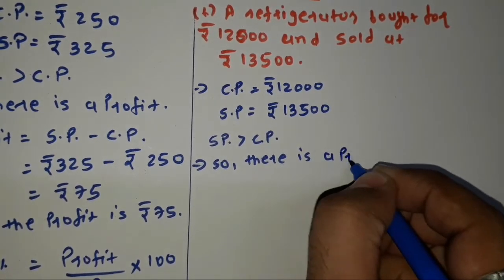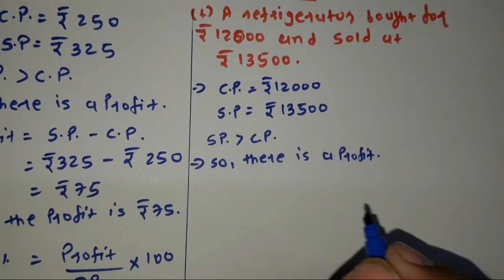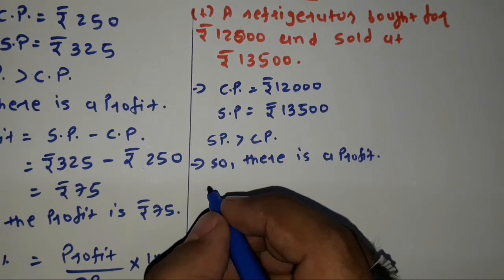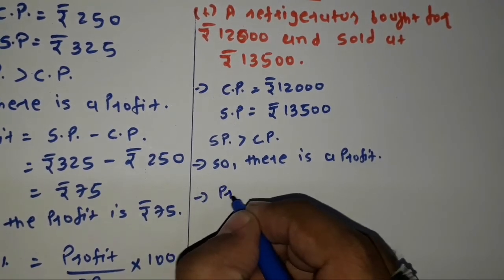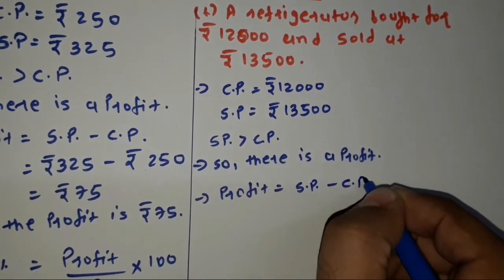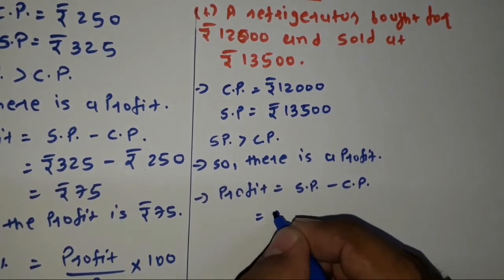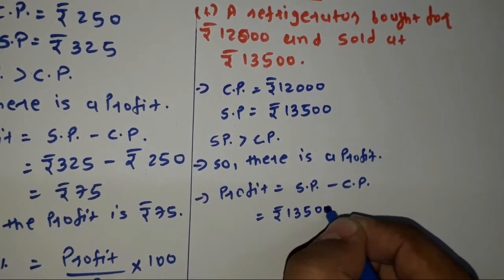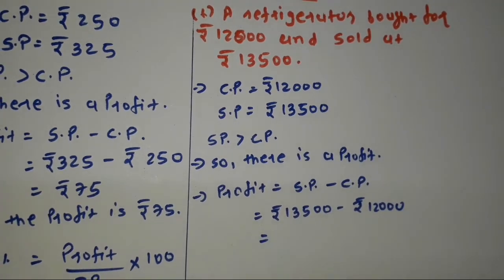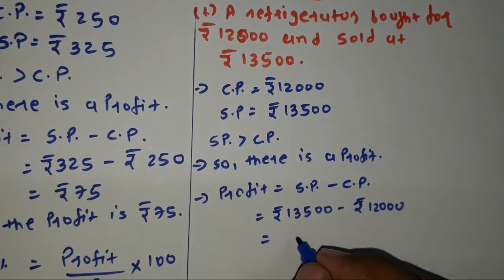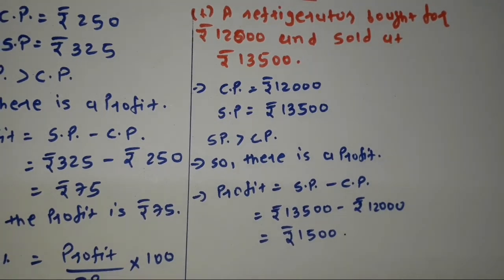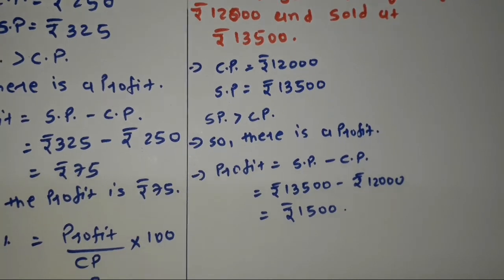Now we know that this is the case of profit, but how much profit did they earn, or what is the profit in amount? For that we can write that profit is equal to selling price minus cost price. Selling price is here rupees 13,500 minus rupees 12,000. So 13,500 minus 12,000 gives 1,500. So rupees 1,500 is the profit. But the question is not over yet. We have to find profit percentage.